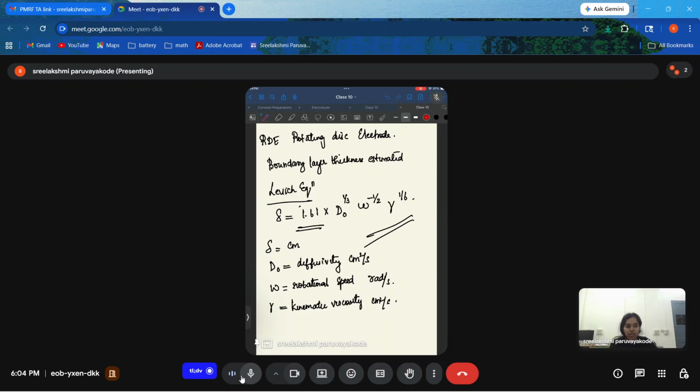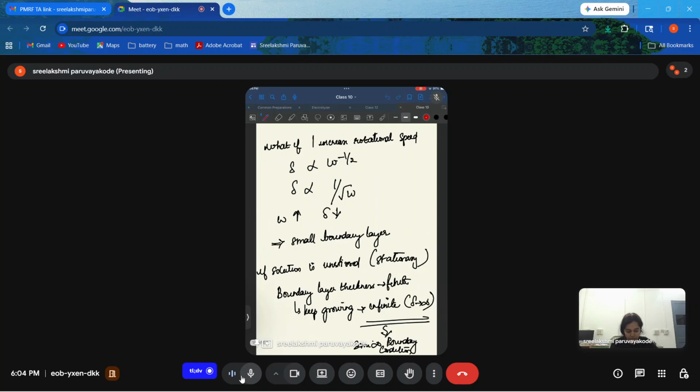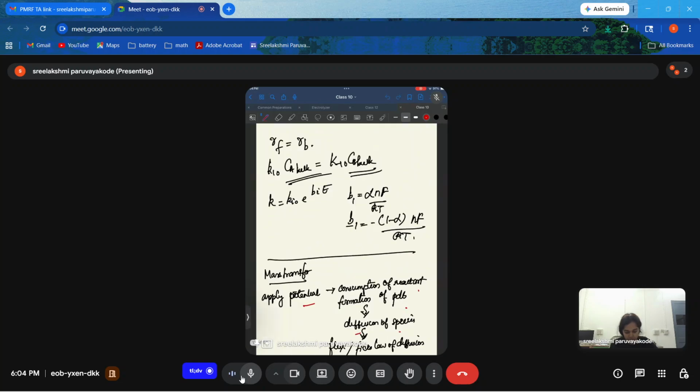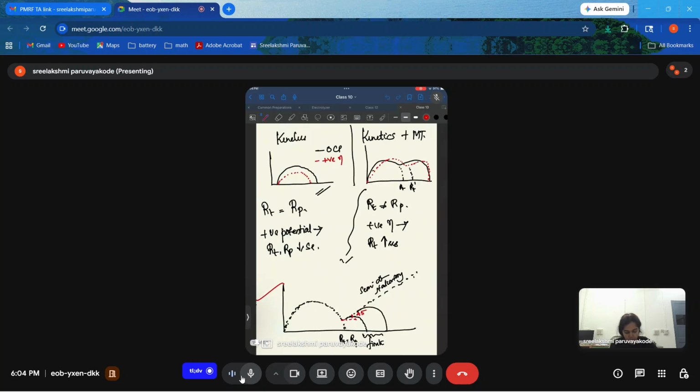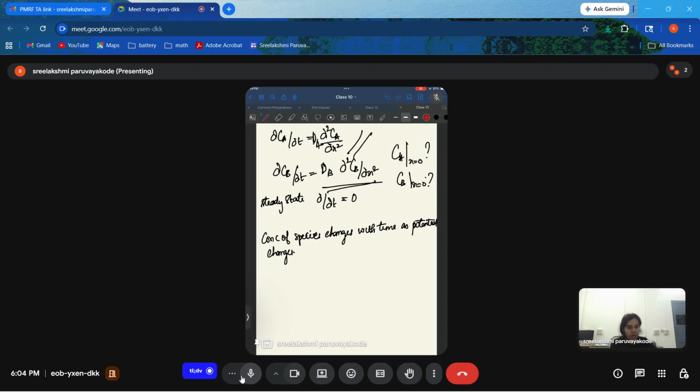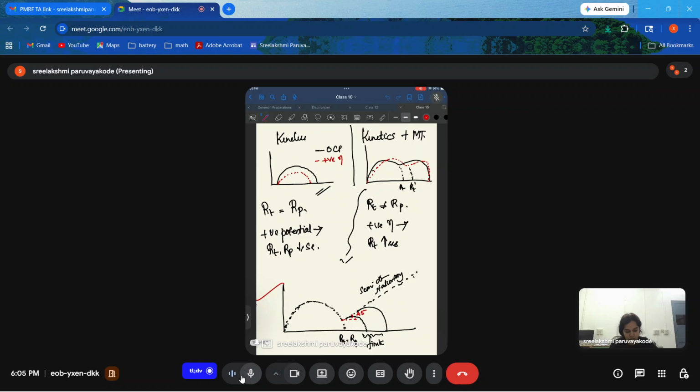If we are doing some rotation, we see that the boundary layer thickness reduces. We can find this thickness using Levich's equation, where it is inversely proportional to the square root of the rotation. Then we expressed flux and related it to the reaction rate, which is again proportional to current. So that's how we do the expressions. When mass transfer comes into play, we see that the charge transfer resistance is increasing.